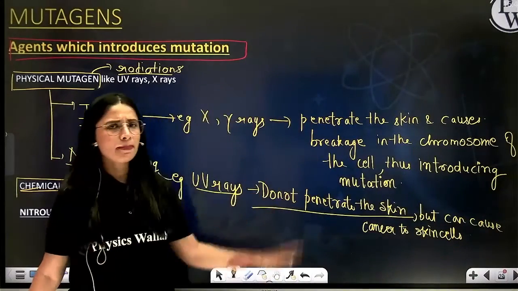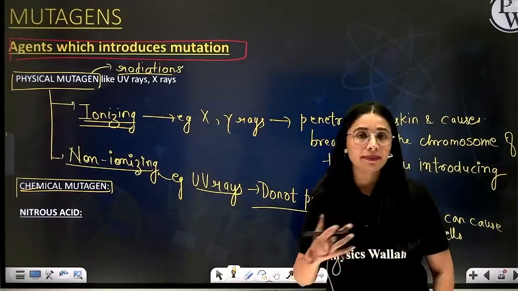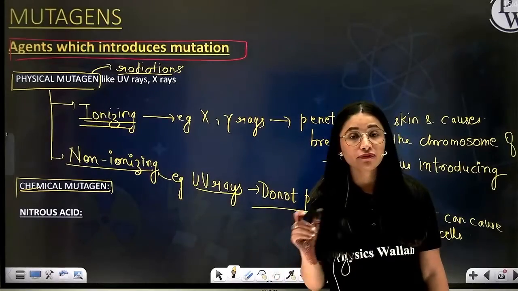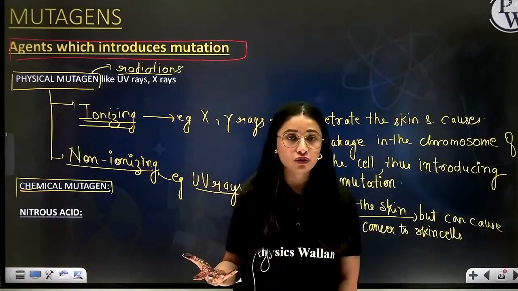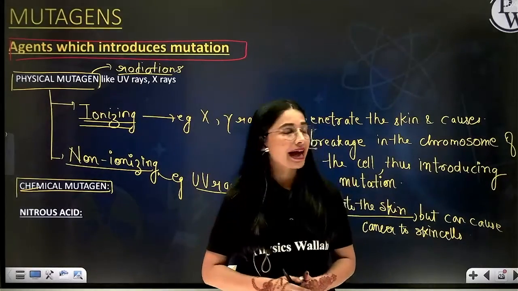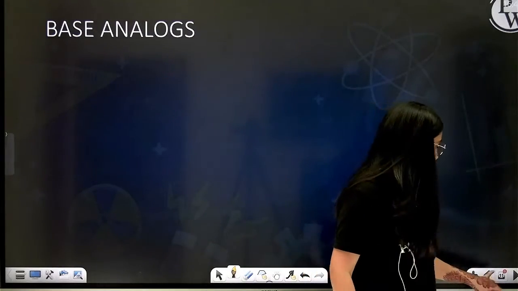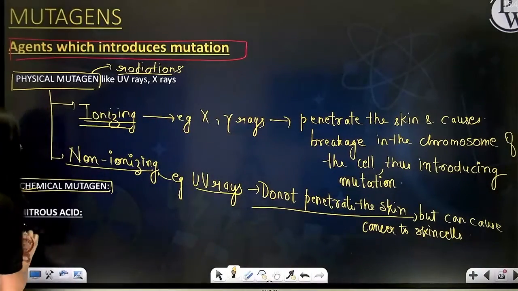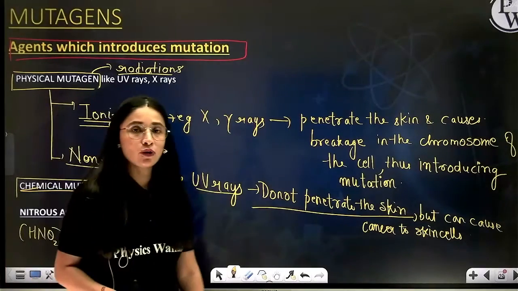Now these are about physical mutagens, which are basically the radiations, the rays. Apart from this, there are certain chemicals also. If you come in contact with such chemicals, then surely they are also going to cause mutation. Chemicals like nitrous acid and base analogues. So first we are going to talk about one of the chemicals, that is nitrous acid. Nitrous acid formula is, everybody is a chemistry student, HNO2.